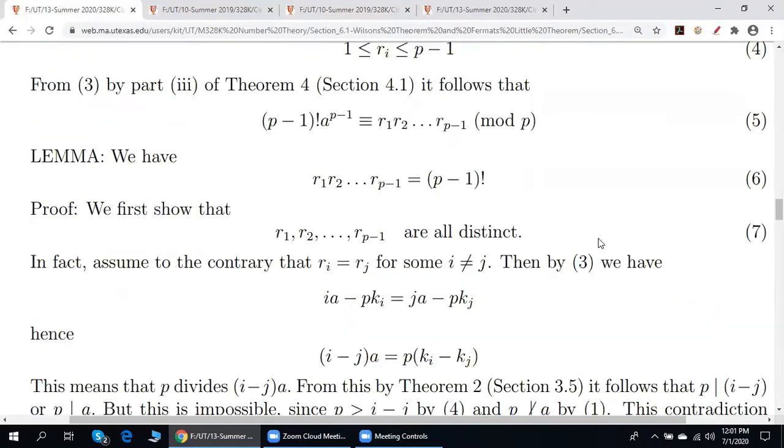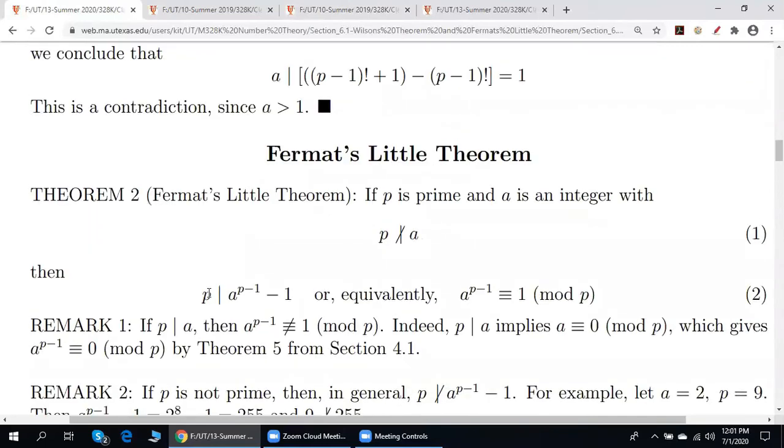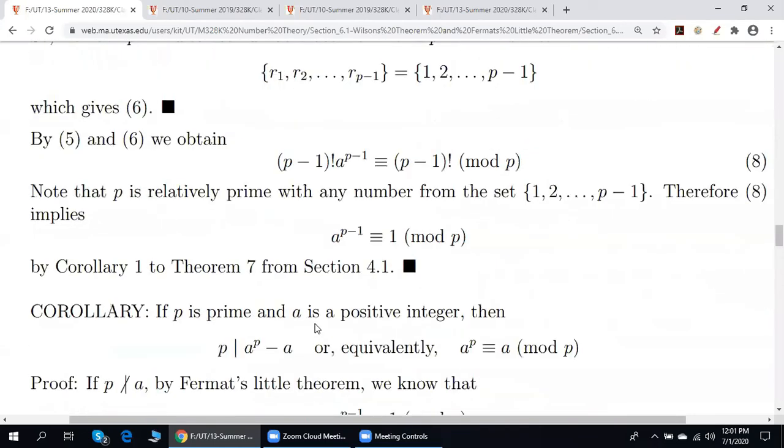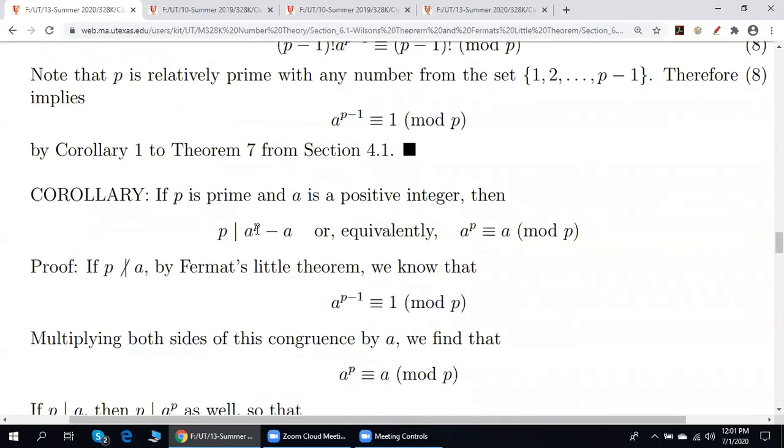Difference number 2. Over here, we say that P divides A to the P minus 1, minus 1. Over here, we say P divides A to the P minus A. So there are two differences. Number 1, we skip the requirement that A is not divisible by P. Difference number 2, instead of A to the P minus 1, we have A to the P minus A.